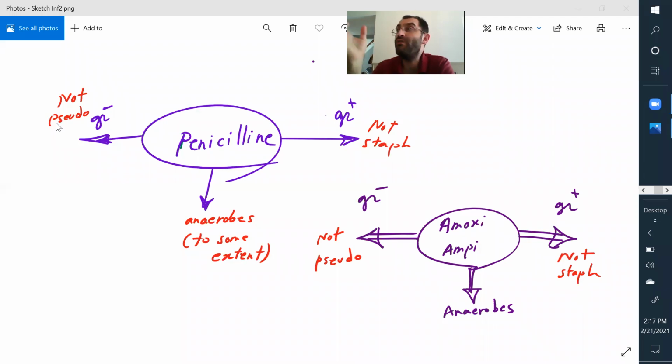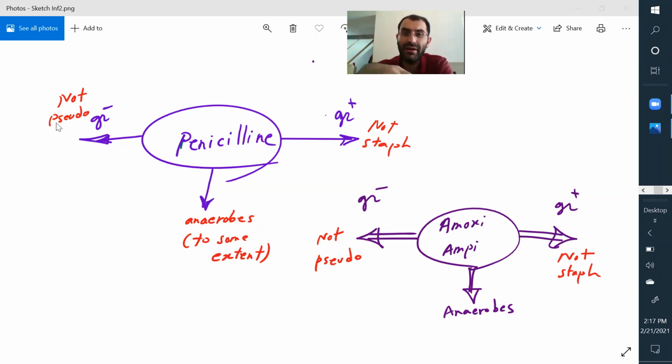Guys, it's not that vancomycin is better than penicillin or quinolone is better than erythromycin. It depends. What do you want to kill? Different drugs for different bugs.